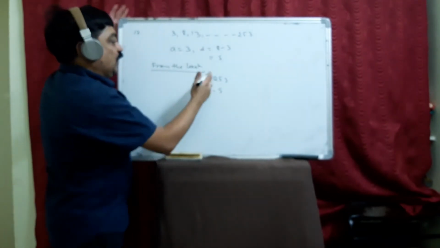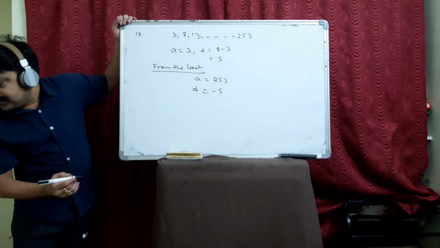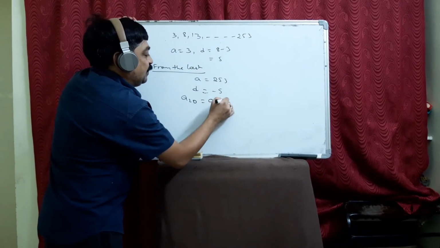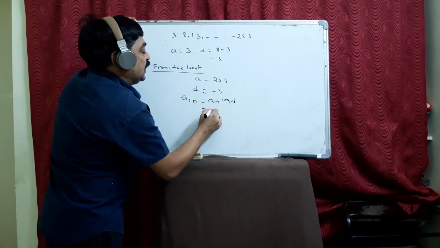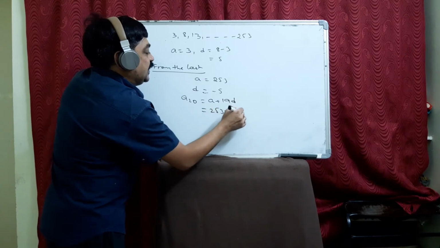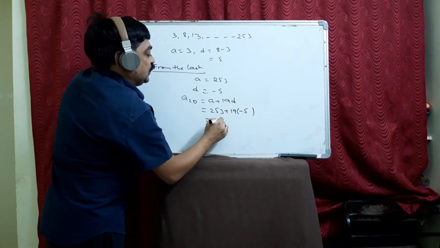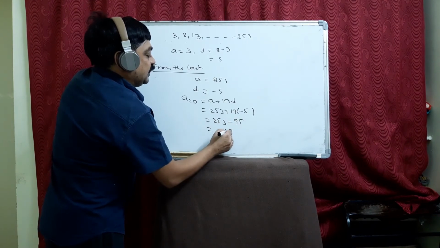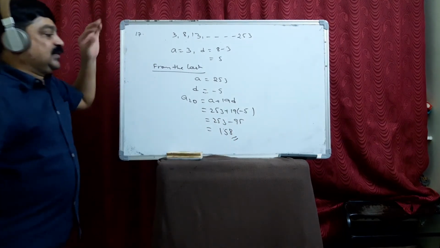Understand? Now you are asked to find out the 28th term from the last. A plus 19D, 253 plus 19 into minus 5, 253 minus 95, 158. Okay.